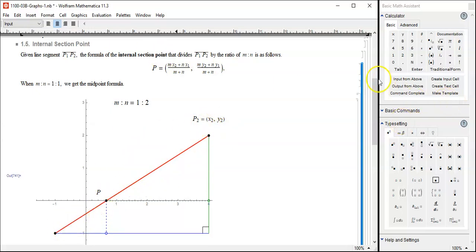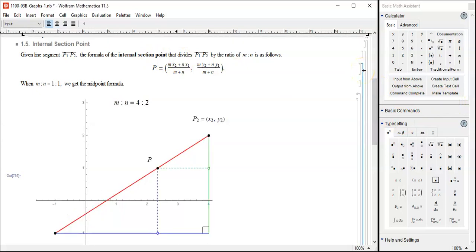And this program is randomized, so you can run it again. And this is 4 to 2, so it's 2 to 1. This distance is twice as much as that one. Let's run it again. 2 to 3, okay, so 2 to 3. So P1 to P is 2, and P to P2 is 3 in that ratio.